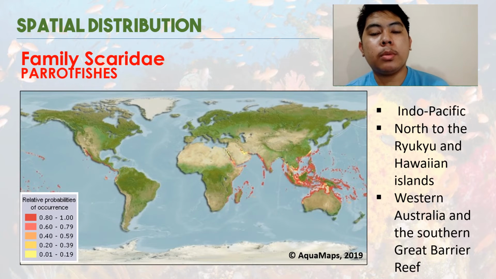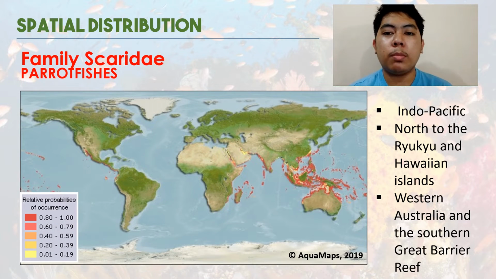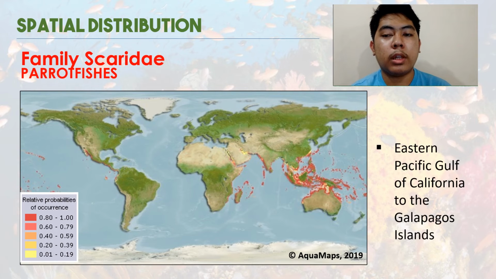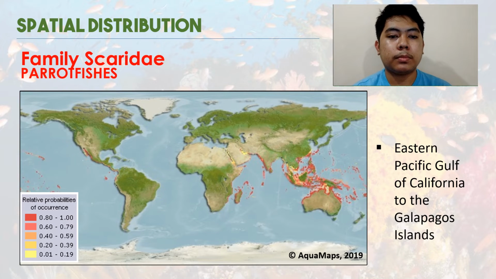For their spatial distribution, parrotfishes are found in the Indo-Pacific, north to the Ryukyu and Hawaiian Islands, Western Australia, and southern Great Barrier Reef. They are also located in the eastern Pacific, Gulf of California to the Galapagos Islands. They are probably located in the same areas, also considering the Americas and west of Africa. By 2050, they are projected to be located in the same areas, but with lower relative probabilities of occurrence.